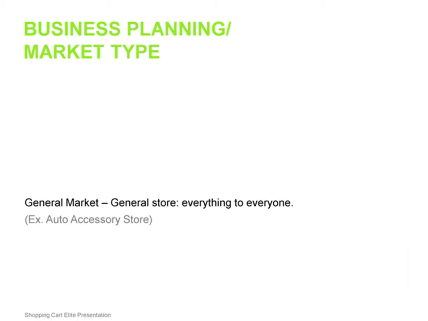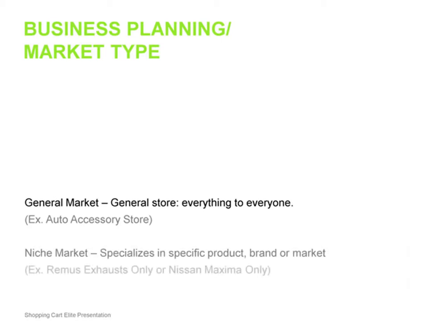The other way of getting traffic is through a niche market store that specializes in a specific market or brand. For example, RemusExhaustShop.com specializes in a specific brand called Remus. The manufacturer is located in Austria, and they specialize in vehicle exhaust systems. Another type of niche market is to target a specific group of customers who have an interest in a specific product or service. CustomMaxima.com specializes in Nissan Maxima and targets Nissan Maxima owners to buy from their website.